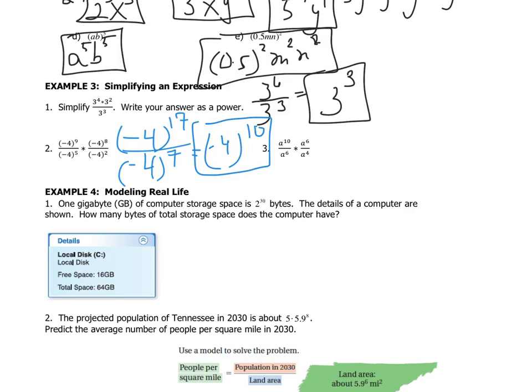And then lastly, we have an a base. So I'm just going to follow the same path. I keep the a's, add the exponents across the top to get a to the 16th. A's, add the exponents across the bottom to get a to the 10th. And then when I divide, I keep the a. 16 minus 10 is 6, so a to the 6th.